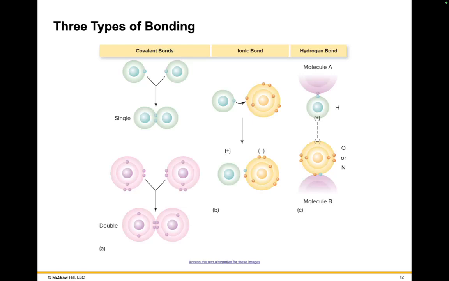So there are many types of quote-unquote bonding, as we're going to use the term. And the ones we're going to really focus on are covalent bonds, ionic bonds, and hydrogen bonds. And in chemistry, they don't always call them hydrogen bonds, but for this course, we're going to use that term.